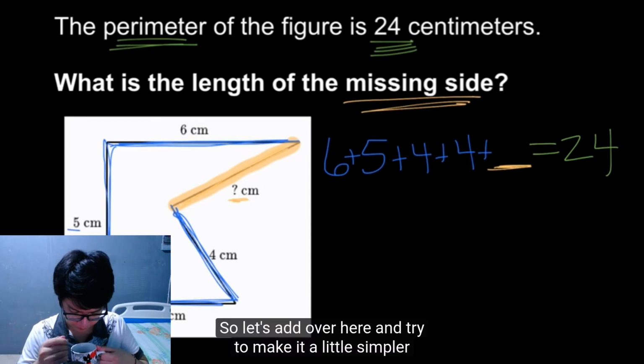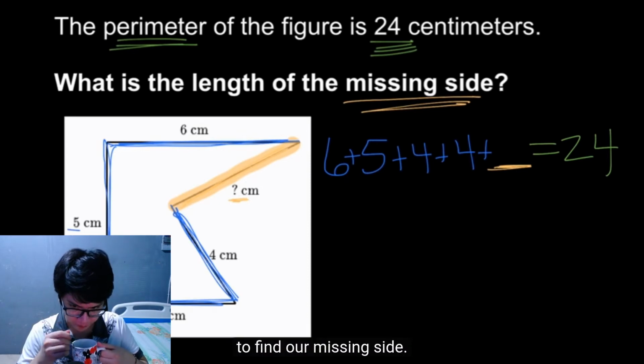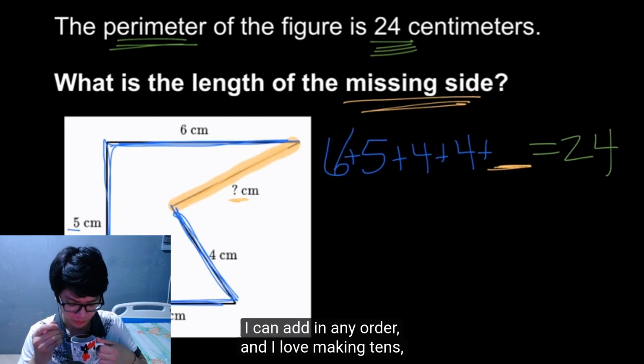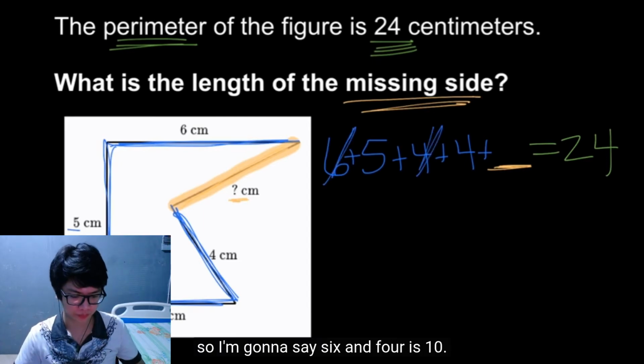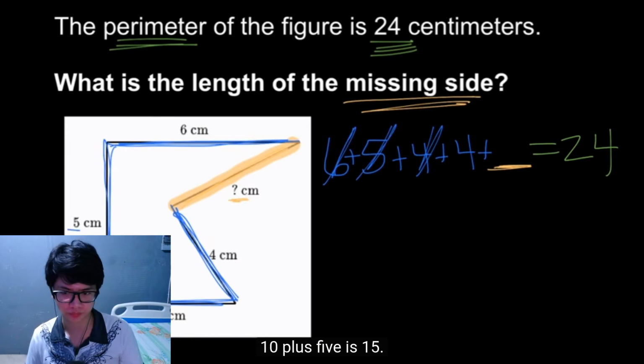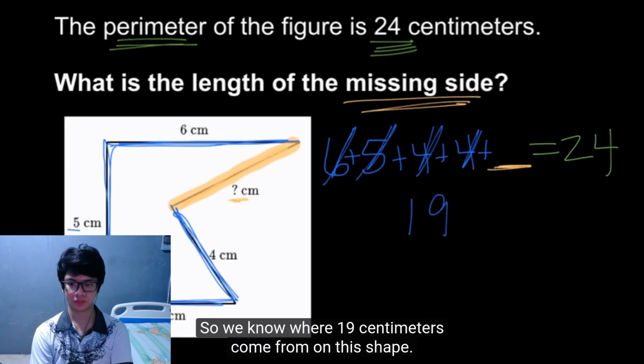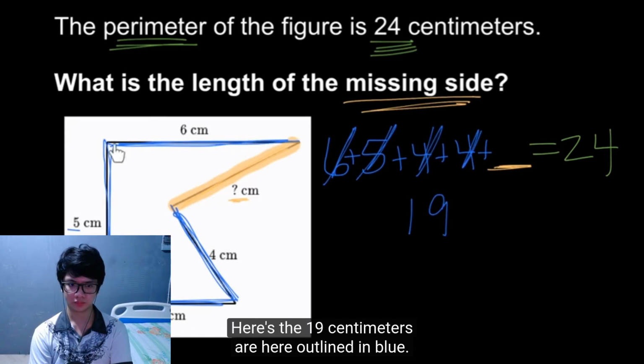So let's add over here and try to make it a little simpler to find our missing side. I can add in any order, and I love making tens, so I'm going to say 6 and 4 is 10. 10 plus 5 is 15, and 15 plus 4 more is 19. So we know where 19 centimeters come from on this shape. Here's the 19 centimeters, outlined in blue.